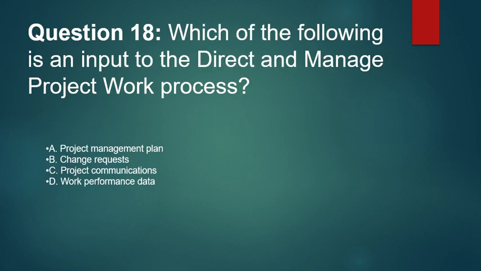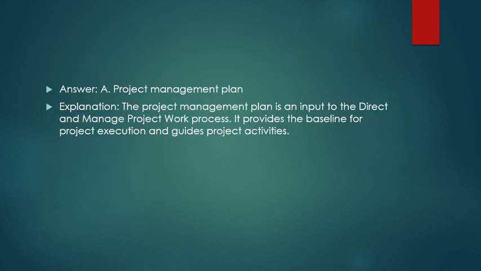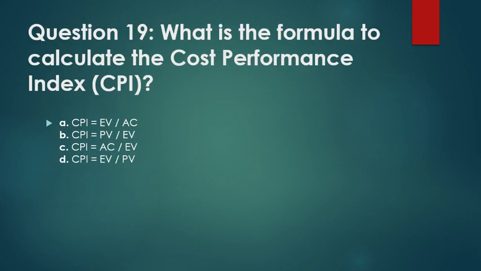Which of the following is an input to the direct and manage project work process? Project management plan, change request, project communication, work performance data. Project management plan. The project management plan is an input to the direct and manage project work process. It provides the baseline for project execution and guides project activities.